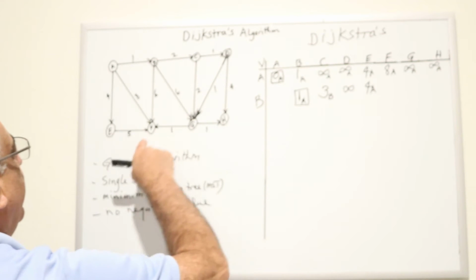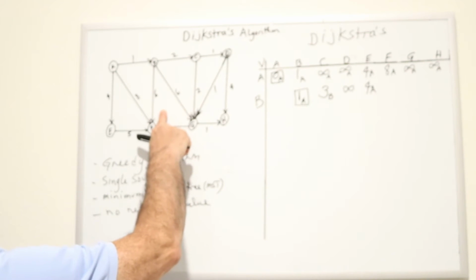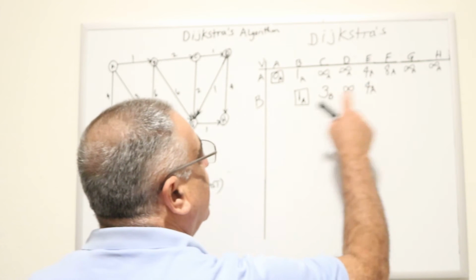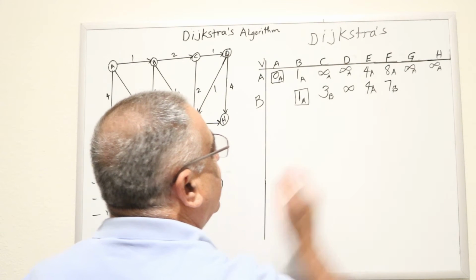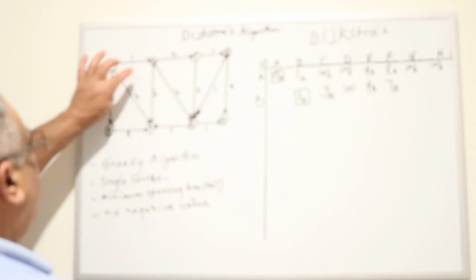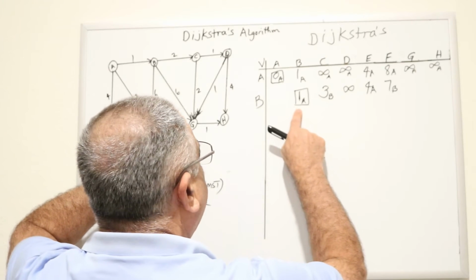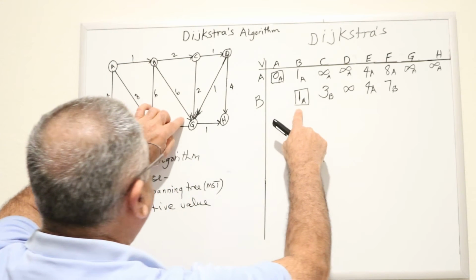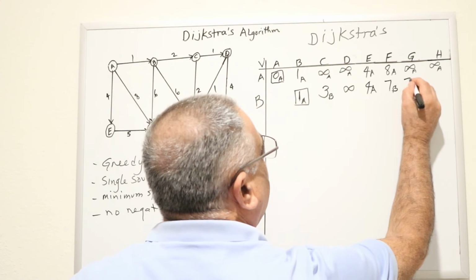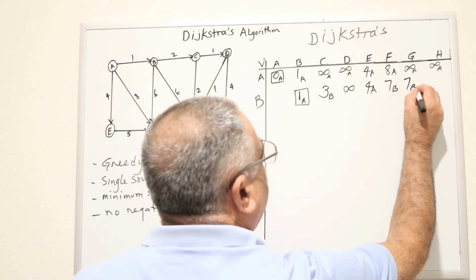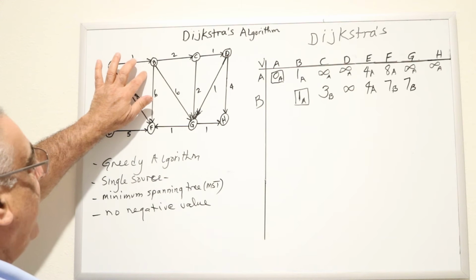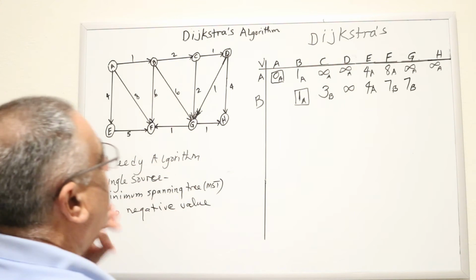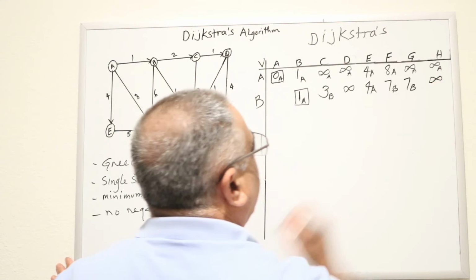B to F, there is a 6. 6 plus 1, that's 7, which is better than 8. So I put 7 there. Now B to G is 6 plus 1, that's a 7. So I put my 7 there, which is better than infinity. B to H, there is no direct link. I'm going to leave it there.